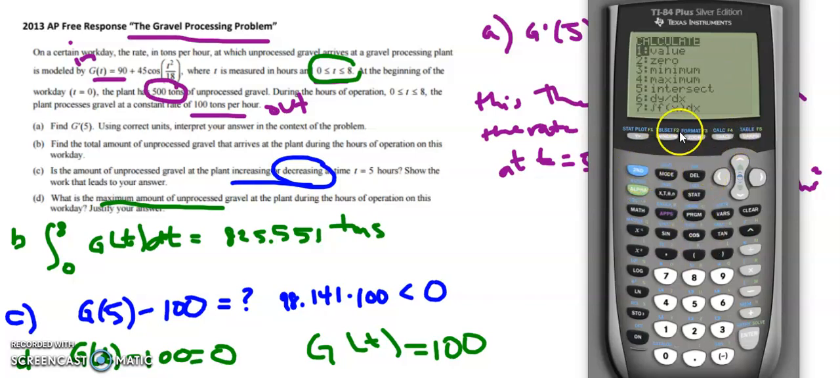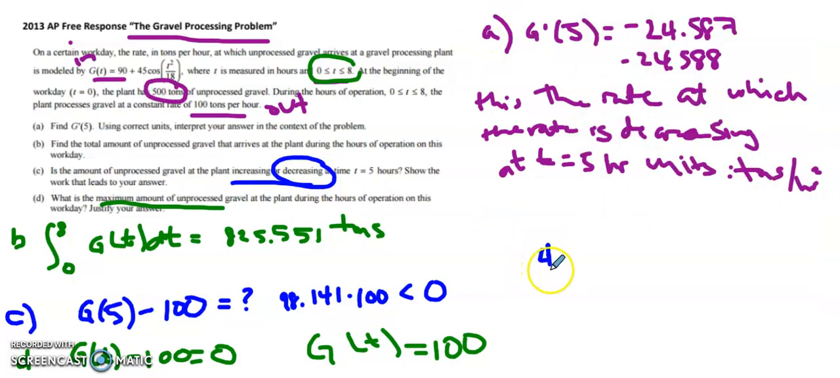Second calc, choice 5 is intersect. First graph, second graph, guess. So I hit enter 3 times. And at 4.923, I have a critical point. 4.923. I also need to compare at 0 and at 8.